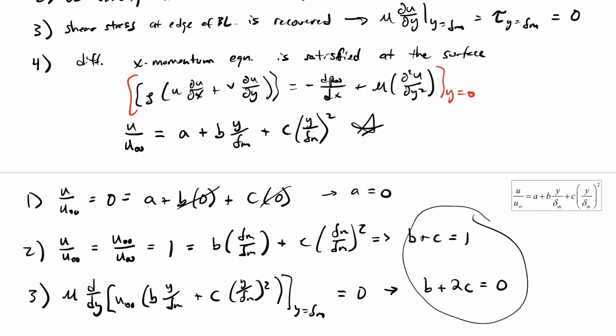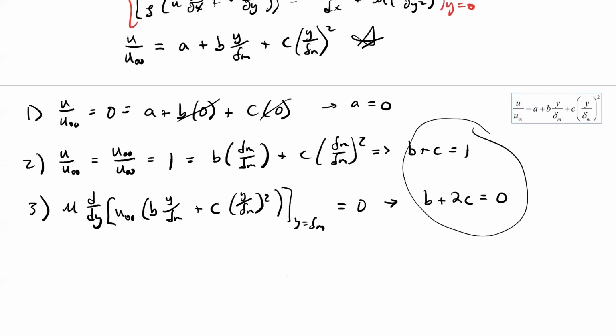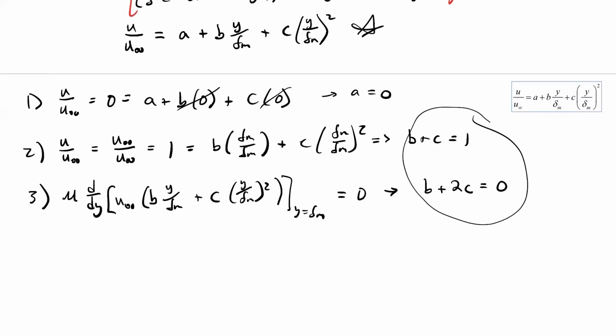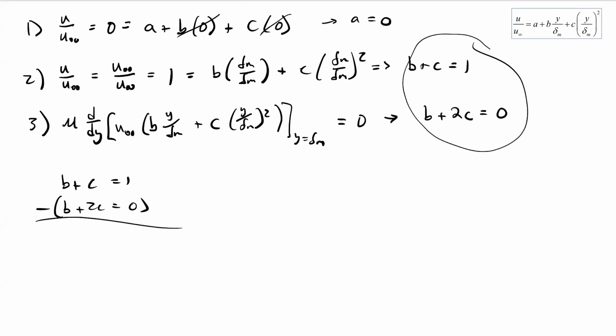All right, so now I have these two equations. I can solve for b and c, and this is the last thing we'll do. I have b plus c equals 1, and b plus 2c equals 0. To solve for this, I could just subtract the equations: b plus c equals 1 minus b plus 2c equals 0. Subtracting those two equations, b and b go away, so I end up with minus c is equal to 1. So now I have all three of my equations. This actually yields b equals 2, so now I have all three.